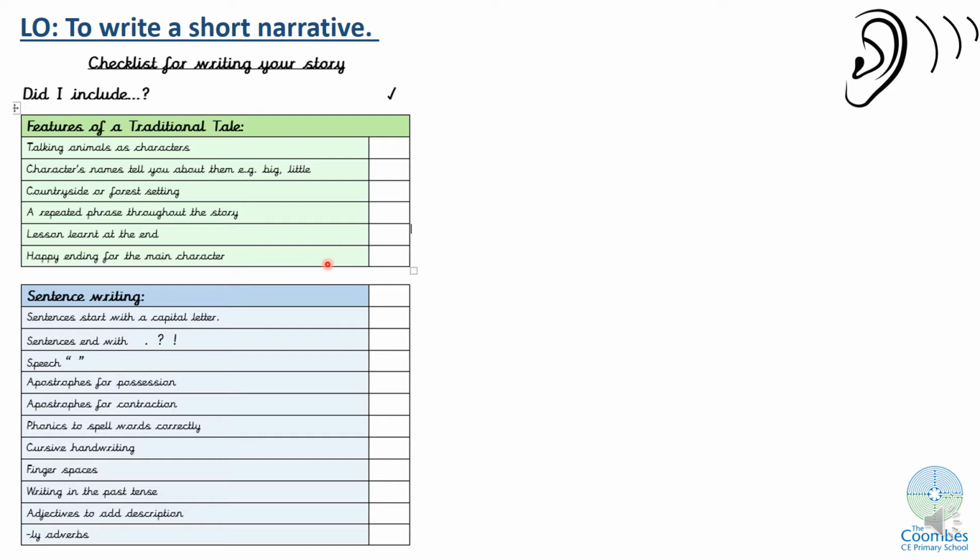And then your sentence writing, checking that your sentences start with a capital letter, and end with a full stop, question mark, or exclamation mark. You've included speech. You've got apostrophes for possession, apostrophes for contraction. You've used your phonics to help you spell words correctly. You're using your cursive handwriting, finger spaces, you're writing in the past tense, you're adding adjectives to add description, and you're using your ly adverbs. So you can use this just to help you when you're writing and make sure you've got everything you need, but only use it if it helps you.